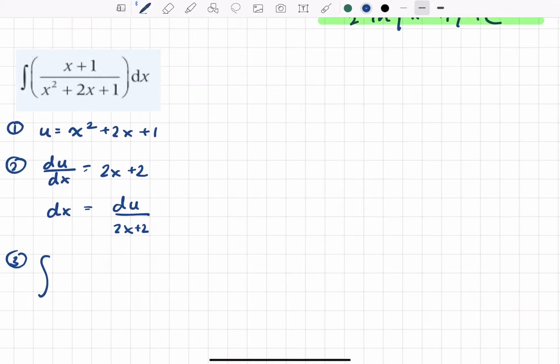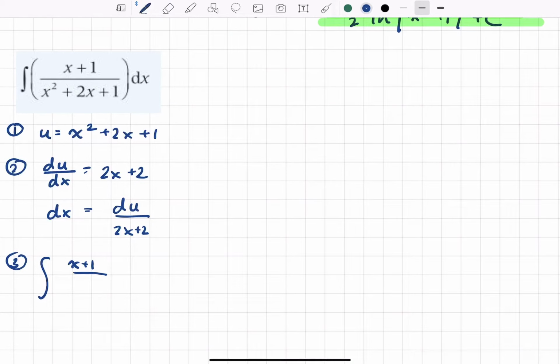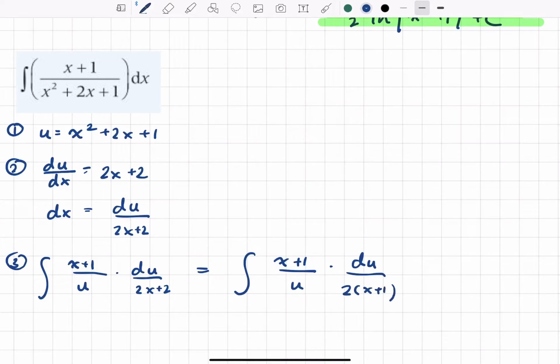So we have the integral of x plus 1 over u, and dx is now equal to du over 2x plus 2. Right off the bat, it might be a bit hard to see. You might think, hold on, x plus 1 divided by 2x plus 2 doesn't cancel out, but it really does. All you have to do is a bit of algebra. You have x plus 1 over u times du. All you've got to do here is factor out the 2, and now we have two terms that cancel out.